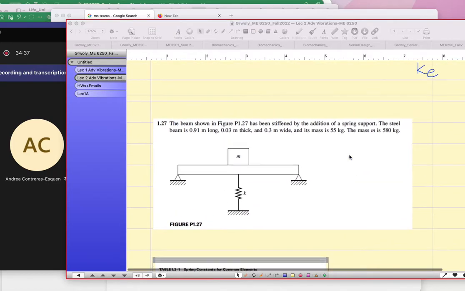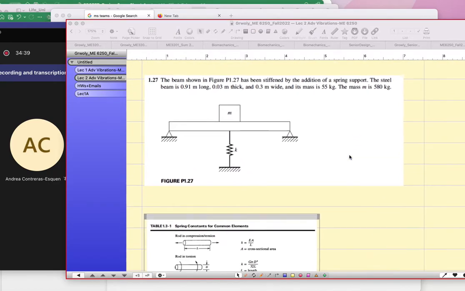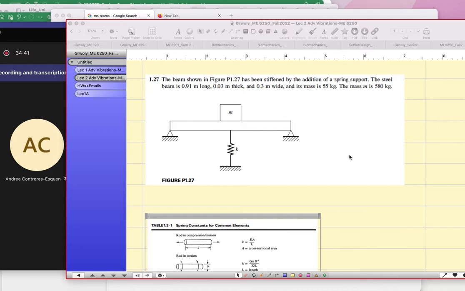Is the question. The beam shown in the figure P1.27 has been stiffened by the addition of a spring support. So you see, a spring is mounted over here.